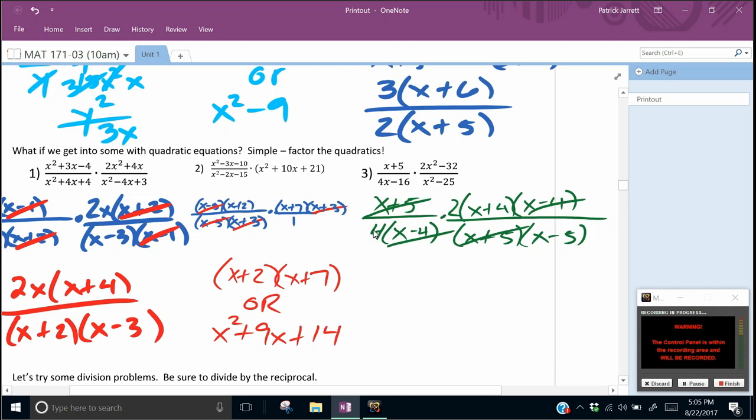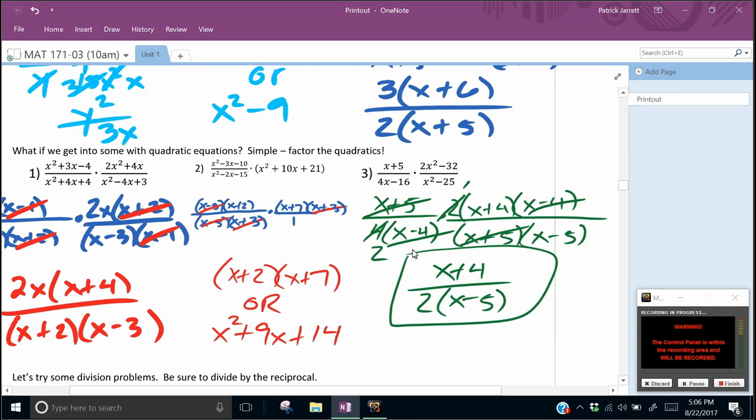Now the other thing is we have a 2 and a 4 here, so what I'm going to go ahead and do is make that a 1, and that becomes a 2. Ultimately, we have x plus 4 over 2 times x minus 5 for the final answer. So that's how that'll work.